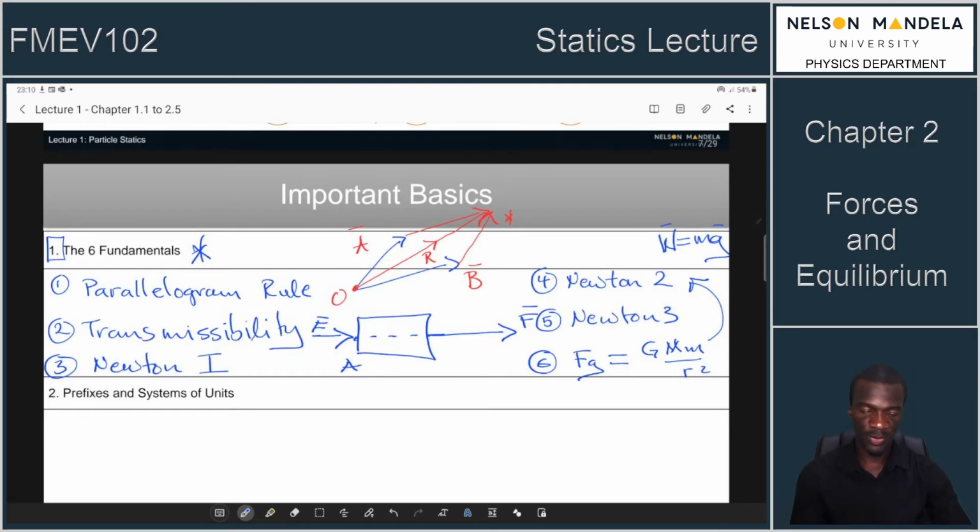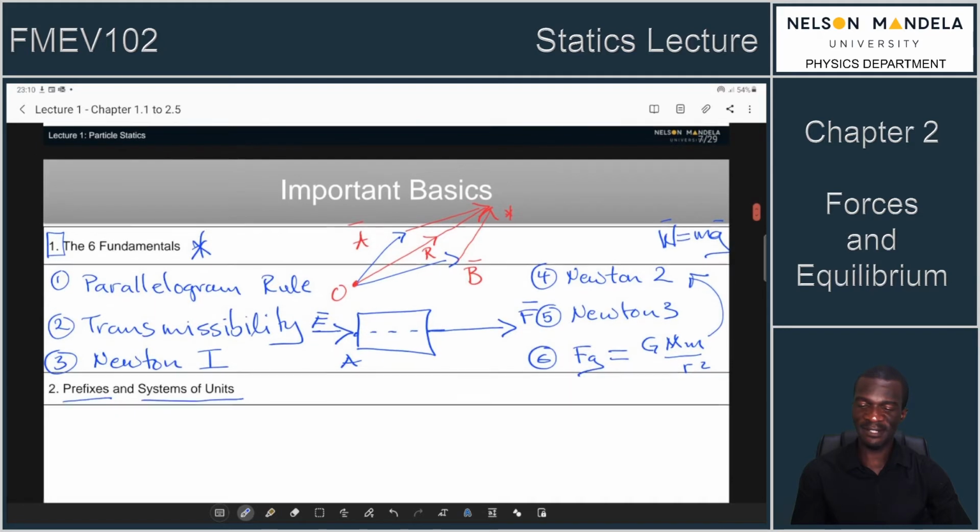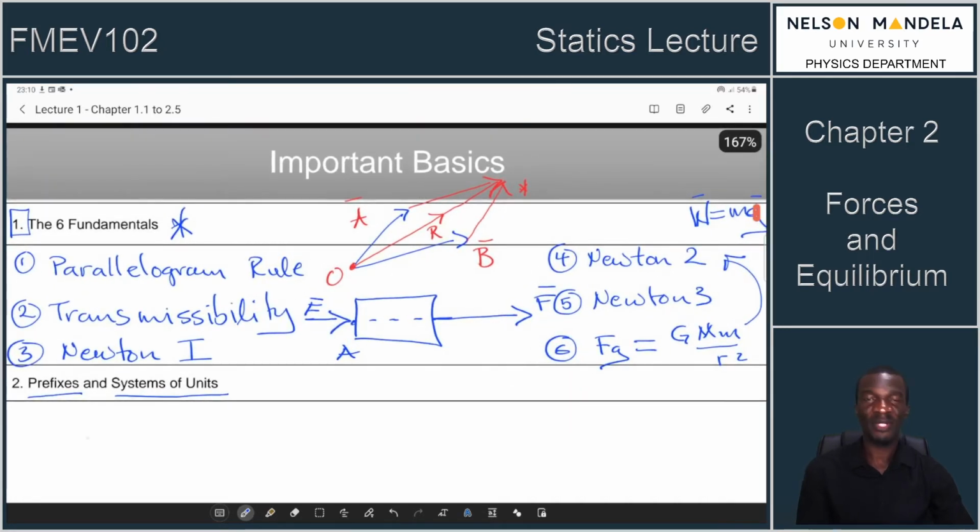this module and elsewhere. The second important thing covered in chapter 1 are prefixes and systems of units. Prefixes, we've already made use of prefixes several times. So for instance, when we are writing our forces, we write our forces either in newtons or we will write our forces in kilonewtons. We write distance in meters, we can write it in millimeters, we can write it in centimeters, we can write it in kilometers.